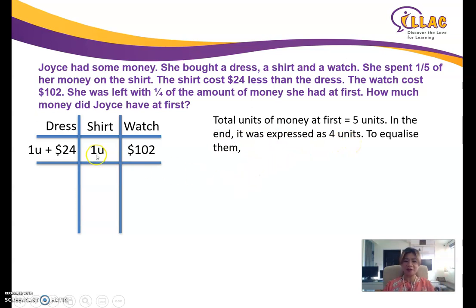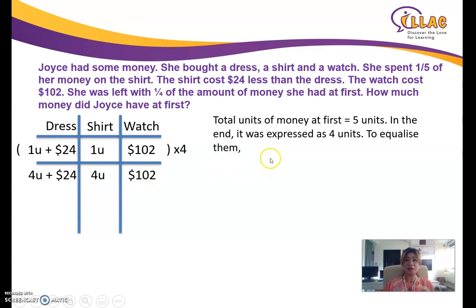Times 4, times 5. So this one over here is the original that is expressed as 5. You times 4 for them. But do you times 4 for the values over here, $24 and 102? You don't times 4 because they are not units. Leave them alone. You only multiply the units. So 1 times 4 is 4, 1 times 4 is 4 over here. $24 stays the same, 102 stays the same.